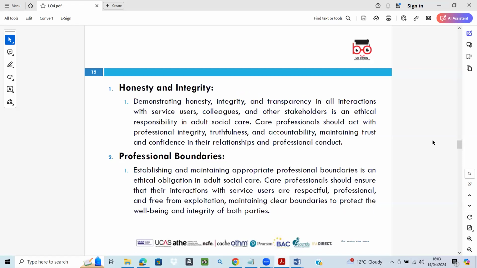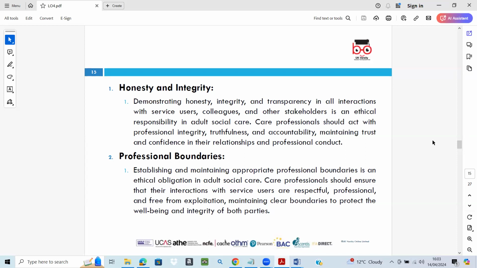Then we have honesty and integrity and professional boundaries. Honesty and integrity are fundamental to building and maintaining trust with service users, colleagues, and other stakeholders. By being transparent and truthful in all interactions, care professionals uphold the trust placed in them by those they serve and the community. This includes being accountable for one's actions and decisions, which is crucial in fostering a reliable care environment.